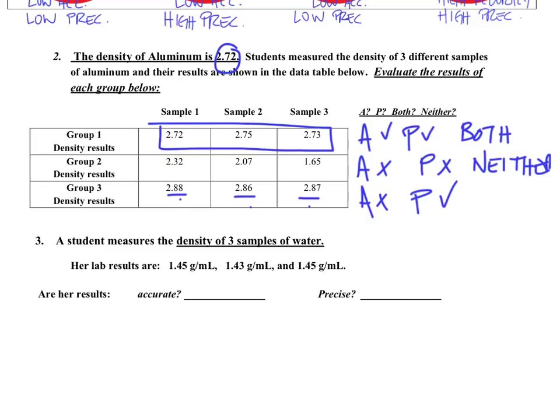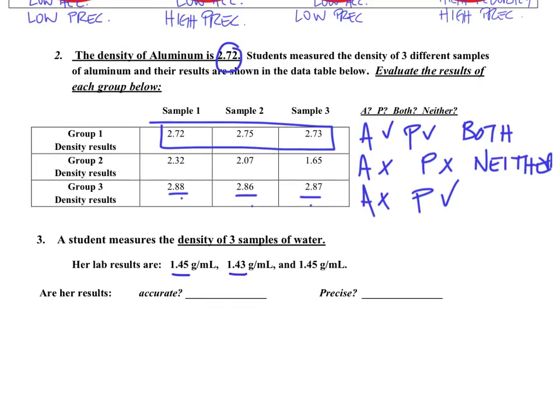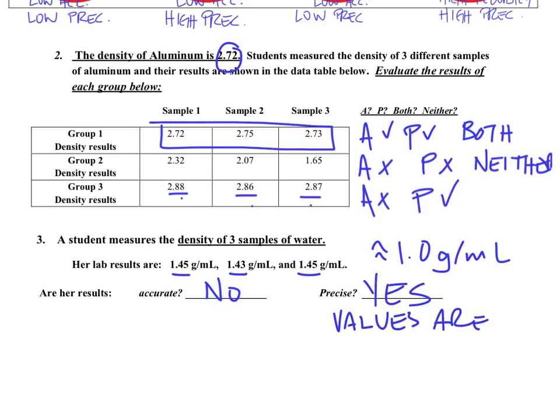And the last one here, a student measures the density of 3 samples of water. She gets 1.45, 1.43, and 1.45. Well, we know the density of water is 1 gram per milliliter. So if I look, not any of these are close to 1 gram per milliliter. So they are not very accurate. However, these are all 3 very close to each other. So, yes, it is precise. Values are very similar. So if your values are similar, then you are precise. If your values are very close or on the expected value, then they are said to be accurate.